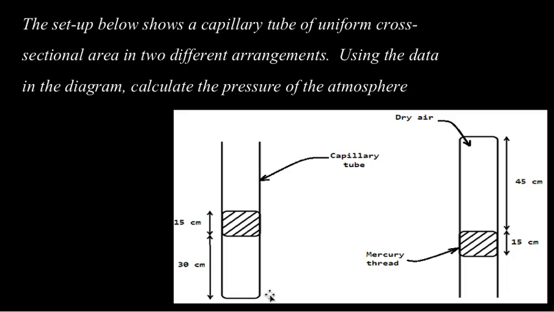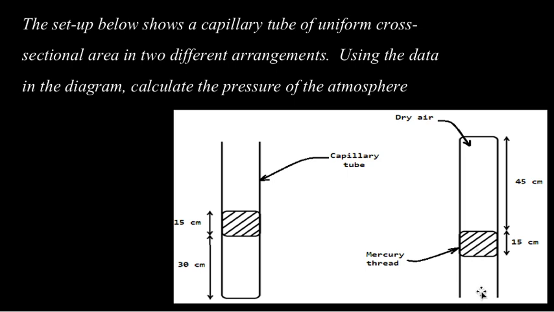It's upright. Then we have the mercury in between, and then that mercury has trapped some air inside the capillary tube. We assume that the air is dry. Now the length of the mercury is 15 cm. So the length of the air inside the tube is 30 cm when the capillary tube is upright. Now when the capillary tube is inverted, the dry air extended to 45 cm, and then the thread remain constant.